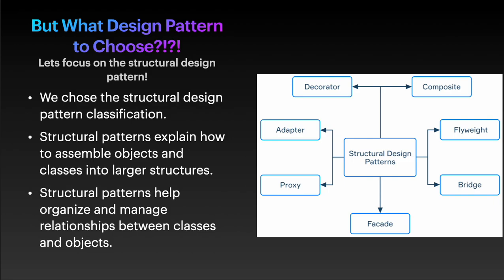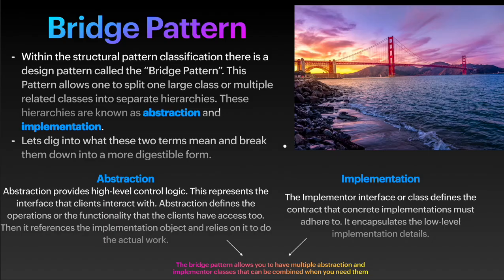But what design pattern to choose? Well, today I will be focusing on the structural patterns, which is one of the classifications. Structural patterns explain how to assemble objects and classes into larger structures. It also provides a framework to keep these structures efficient and flexible. The gist is, structural patterns help organize and manage relationships between classes and objects. When these relationships are correctly managed, we avoid problems like tight coupling and rigidity.